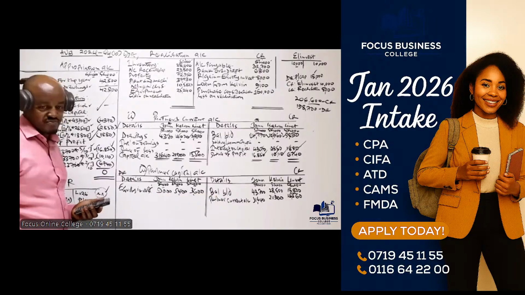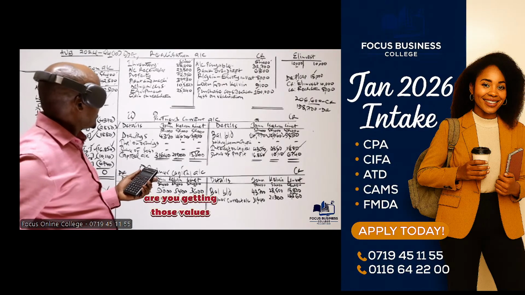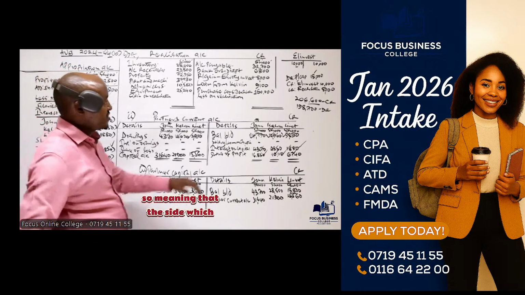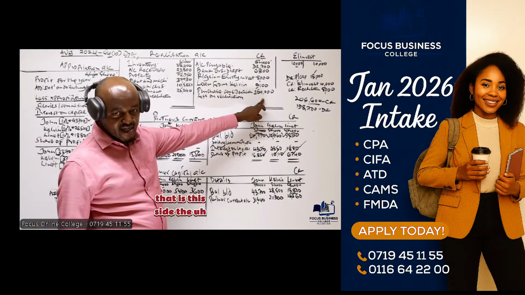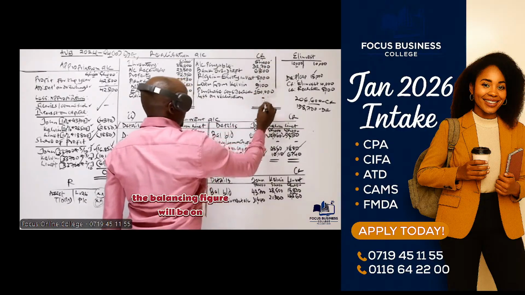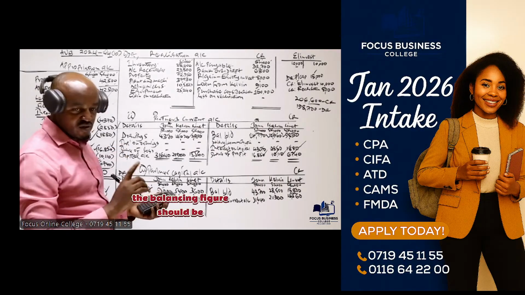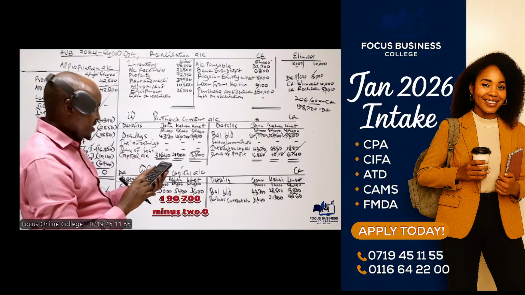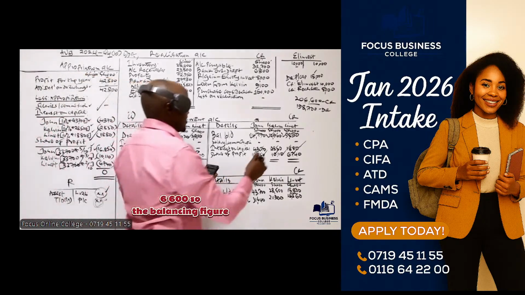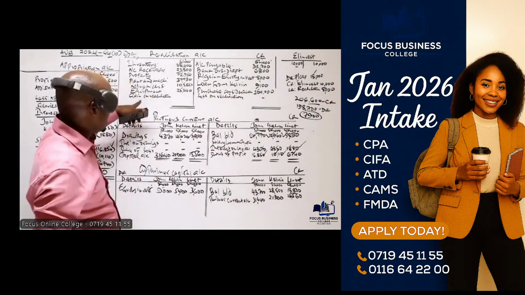Are you getting those values? Yes, so that is confirmed. So the side which is more is the credit side, meaning the balancing figure will be on the debit side. The balancing figure is the difference between those two values, 206,600 minus 198,700. So the balancing figure will be 7,900, that is a gain on realization.